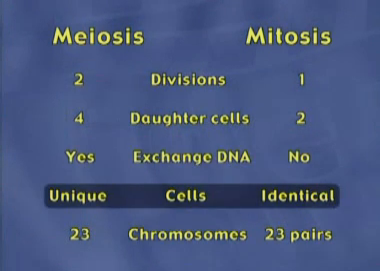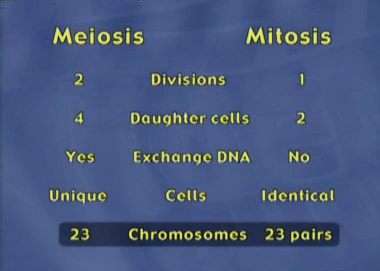The daughter cells in meiosis differ from each other, while the daughter cells in mitosis are identical to their parent cell. And the most important difference between the two is that in meiosis, the 4 daughter cells have only 23 chromosomes in them, while in mitosis, each cell has 23 pairs.